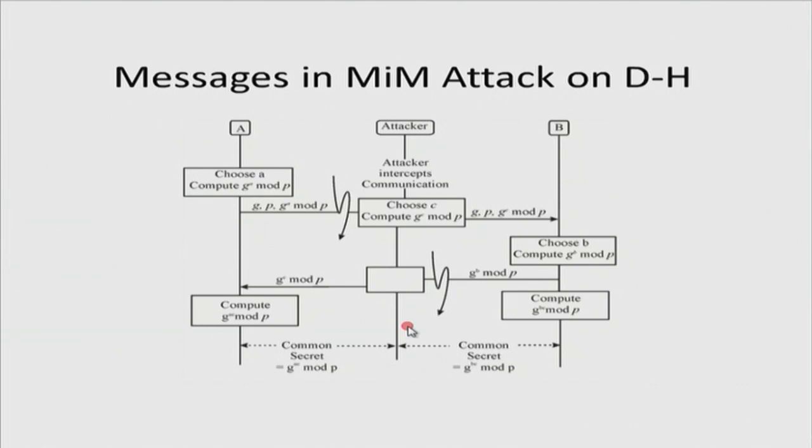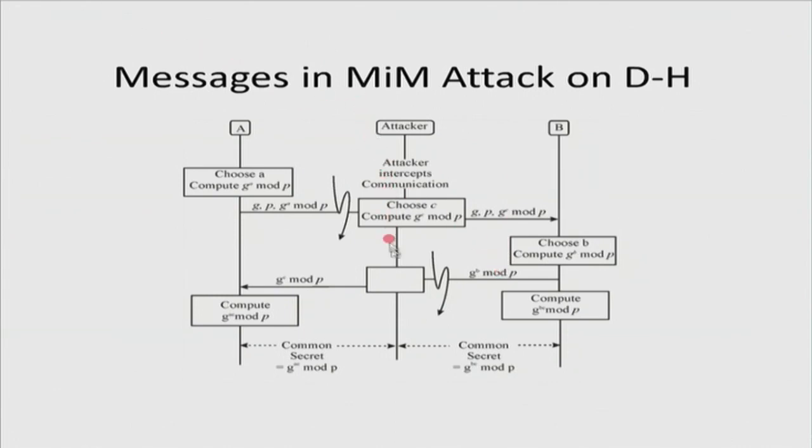So he gets g raised to ac mod p, and every single message that is encrypted with that key, he intercepts, he decrypts, he reads it, and maybe modifies it, and re-encrypts it with the key that he shares between him and B, which is g raised to bc mod p. So he re-encrypts it and sends it across. So it's a very active attack, because he's doing a lot of work intercepting, decrypting, modifying, re-encrypting and sending it back. The same thing when he receives something from him, and so on and so forth. So this is a standard man in the middle attack.